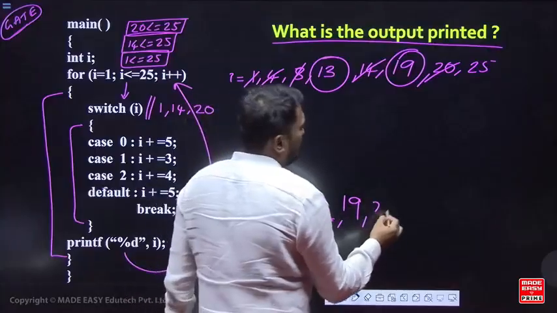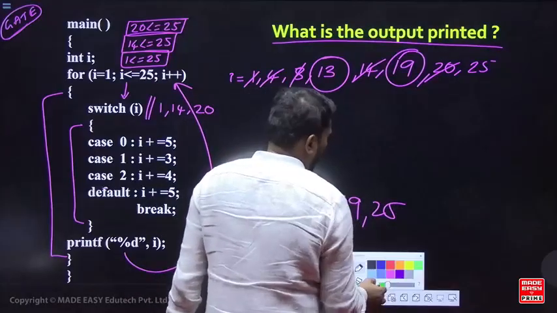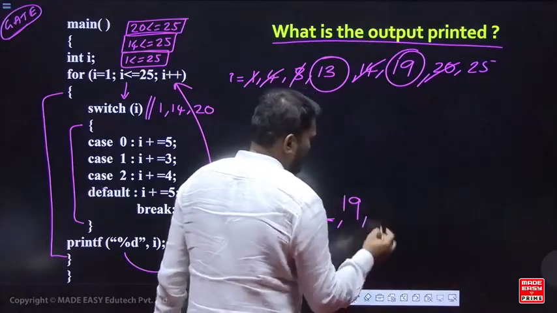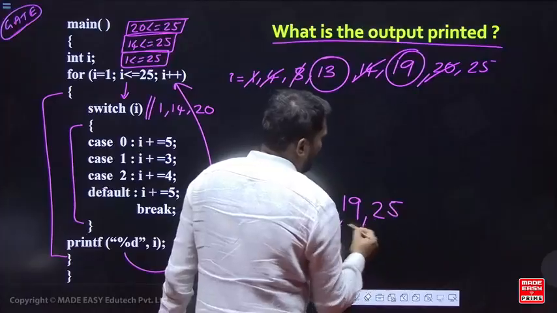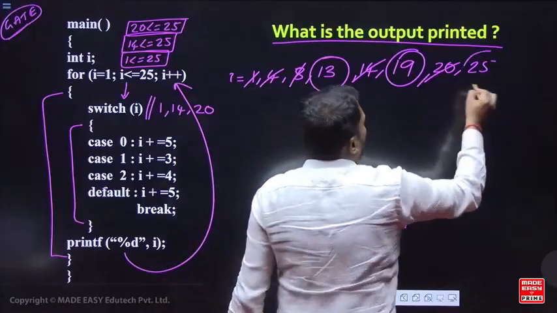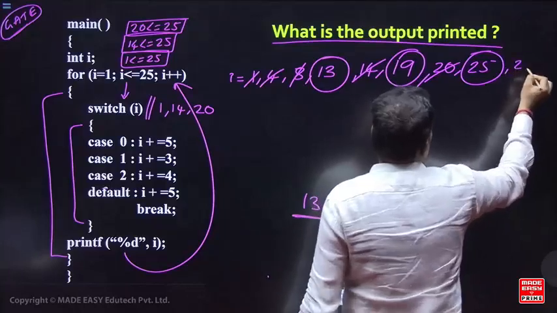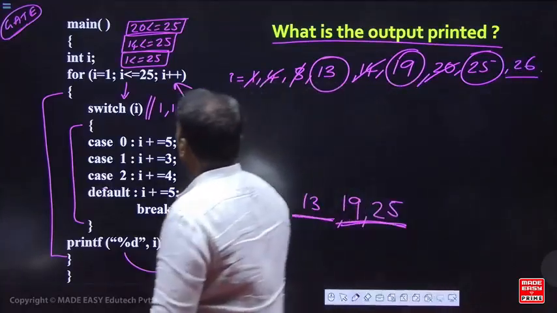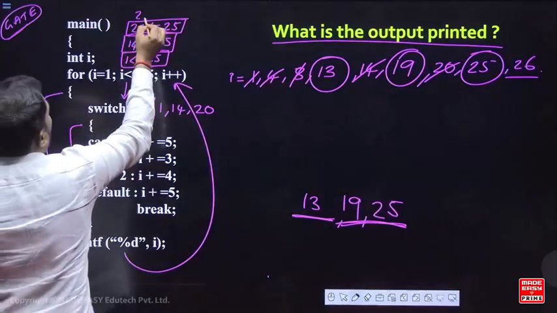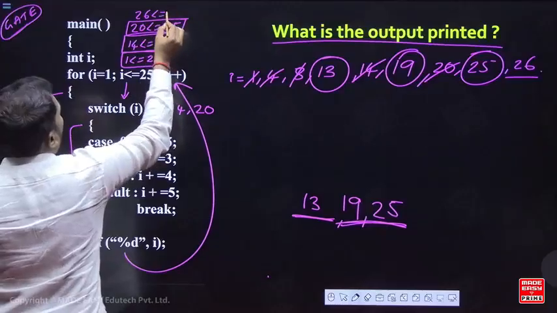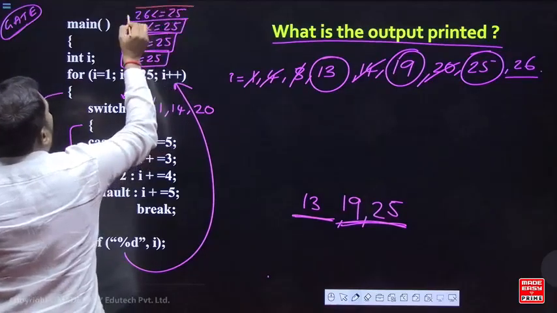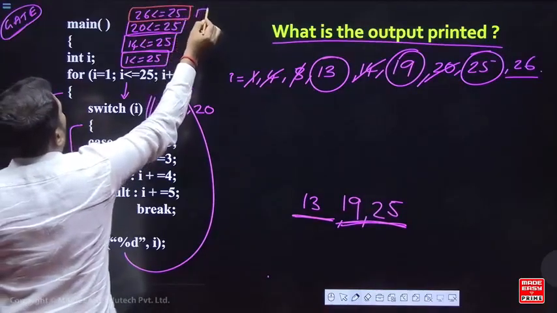So next, you come out of the switch case and printf percentage I. So what will it print? 25. After printing 25, next you say again I plus plus. So I value becomes 26. And next in the for loop you do the comparison. 26 less than or equal to 25, true or false?